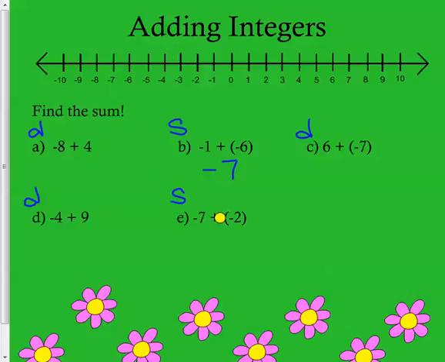Okay, let's look at this one. If I start at -7, I'm getting 2 more negatives. So we take the sign that they share and add them together. 7 plus 2 is 9.